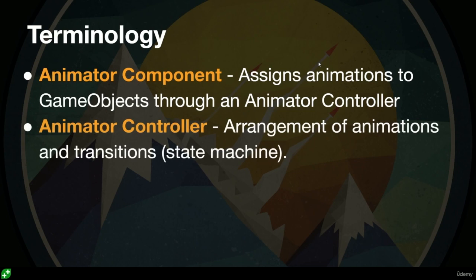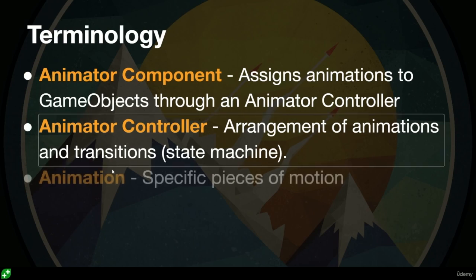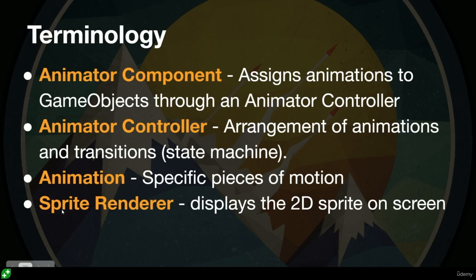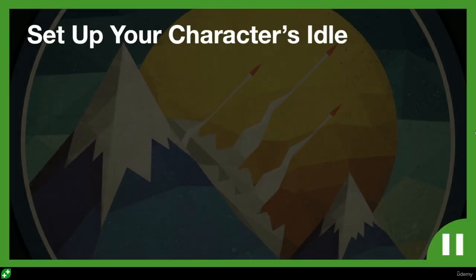What's the animator controller? Well, this is the arrangement of animations and transitions. This is the state machine that says go from running to jumping to idle to shot to whatever it might be. That's the animator controller that controls the animations. And the animations are the specific pieces of motion. It says show this frame, then that frame, then that frame, or move this to that. And we also need to have a sprite renderer so we can display the 2D sprite on the screen, actually visualize it.